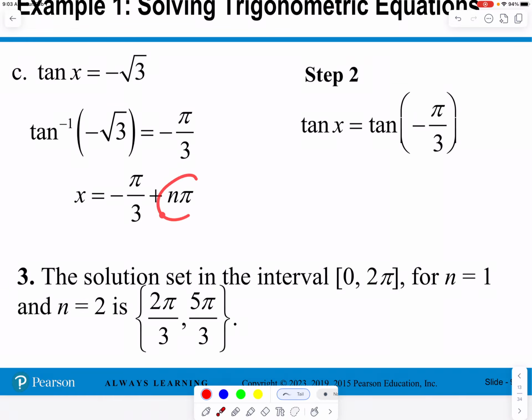And then to capture the repeats, we tack on this n pi, because tan repeats every 180 degrees or every pi radians. So when n is 0, we can't use that result because the domain was restricted from 0 to 2 pi. But if we let n be 1, we get the result we generated. And when n is 2, we get the other result that we generated, right? So they kind of did theirs a little bit different. Let's just work some more examples to make sure that what we're doing is proper. Let's keep going.